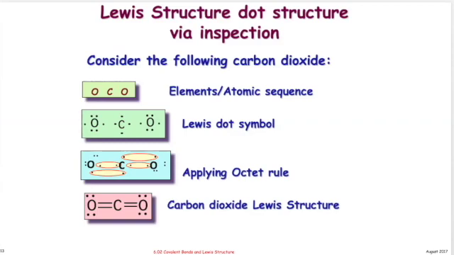If you take carbon right here, and you write its valence electrons, it's got 4: 1, 2, 3, 4. And you write oxygen and you write its valence electrons. That's why when we learn about elements in the periodic table, I reminded you that you need to know how many valence electrons an atom has.